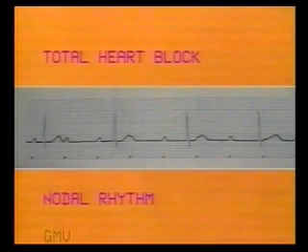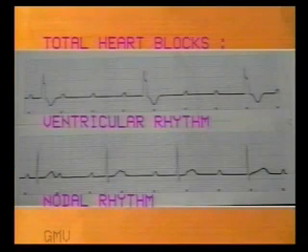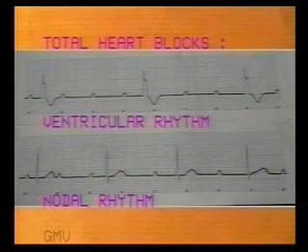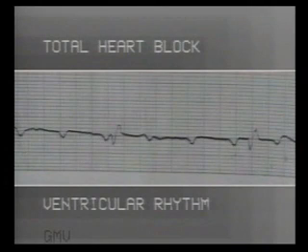This means that third degree AV block may have a ventricular rhythm or a nodal rhythm. Note the difference in the QRS structure and difference in QRS rate in ventricular rhythm and nodal rhythm. In this ECG, the P waves are seen regularly every 13 mm and wide QRS complexes at every 44 mm. That is, the atrial rate is 115 per minute and ventricular rate is 34 per minute. So this is complete or third degree AV block with ventricular rhythm.